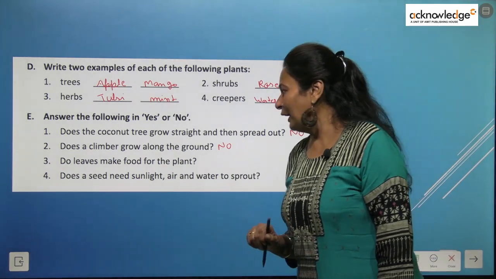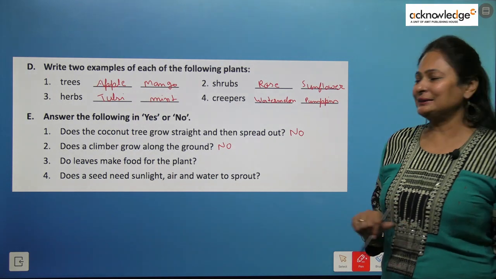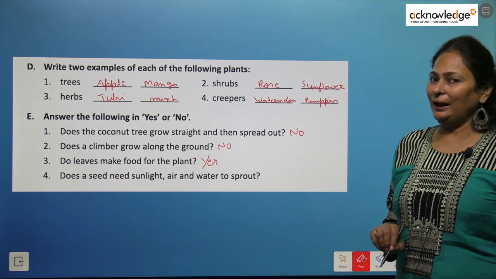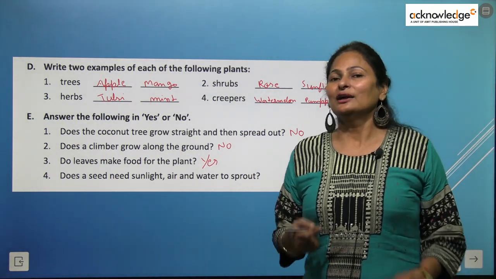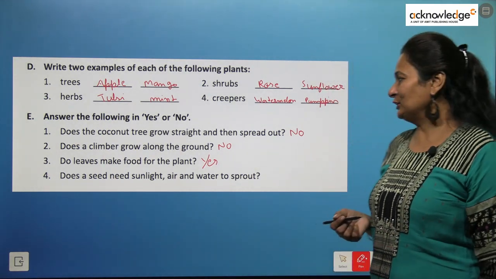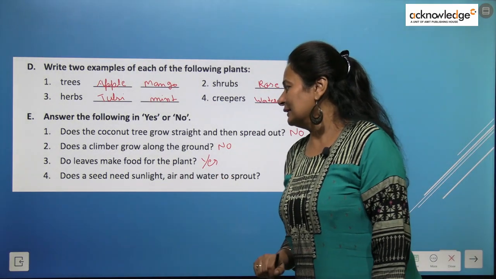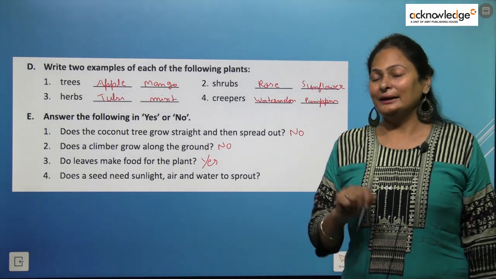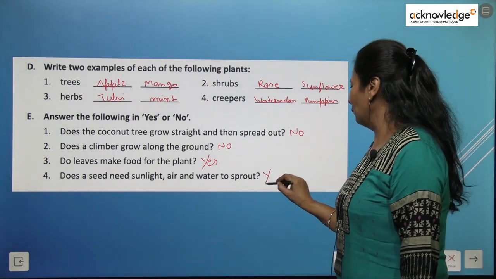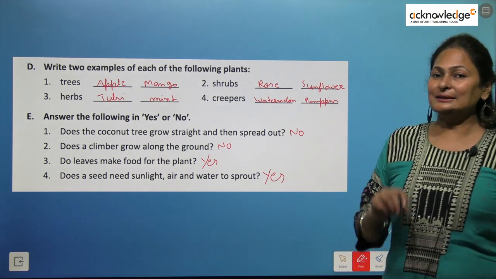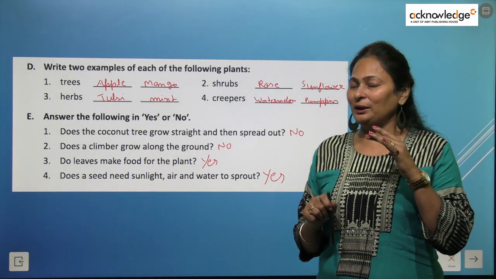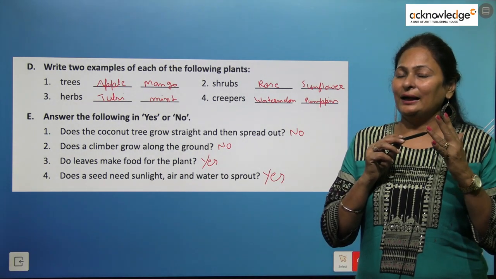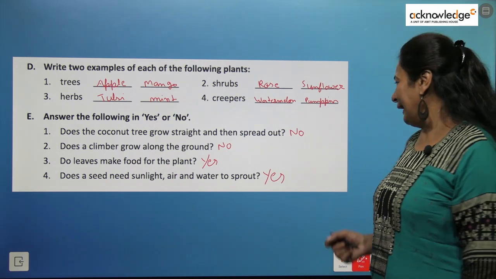Do leaves make food for the plant? Yes, leaves prepare food for the plant. That is why it is called the food factory or kitchen of a plant. Does a seed need sunlight, air and water to sprout? Yes, this is true. We have discussed, when a seed is sown into the ground, it needs water, sunlight, air to grow. Yes.